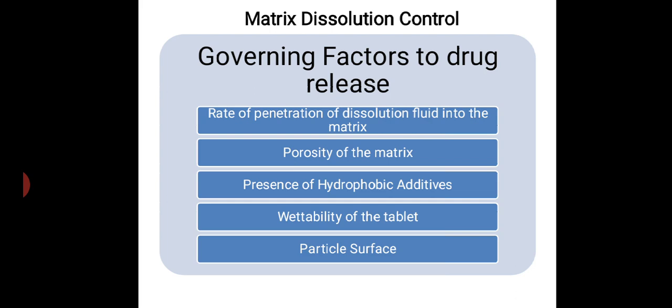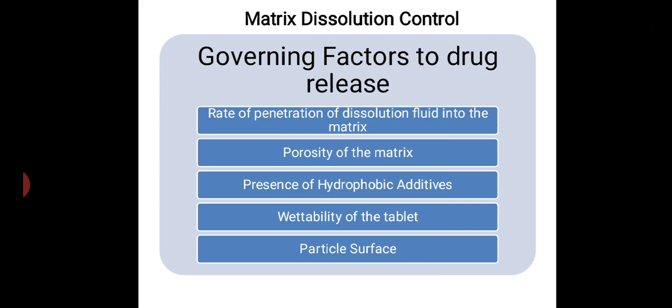Now, the entry of gastric fluid may be restricted. If the gastric fluid is entering at a faster rate, this fluid can dissolve more drug in the delivery system. If this penetration is less, very little drug may be dissolved within the system. So this is the speciality of controlling the penetration of dissolution fluid.